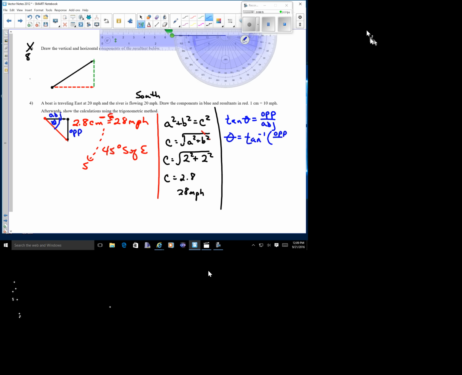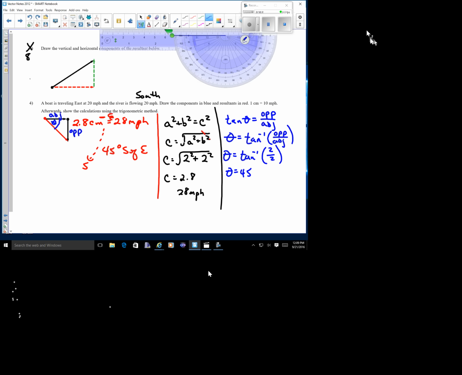And once again, since the first line I drew went east and the second line went south, I went south of east. So this is 45 degrees south of east. Now, since it's a 45-degree angle, it really doesn't make any difference how you write that. You could say east of south or south of east, but not all of our angles are going to be 45.